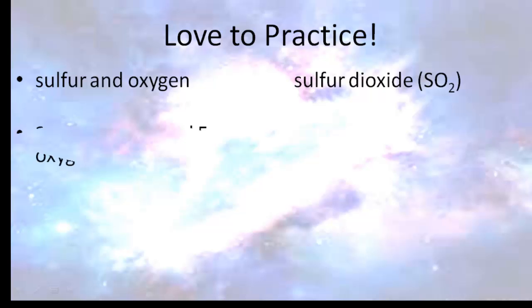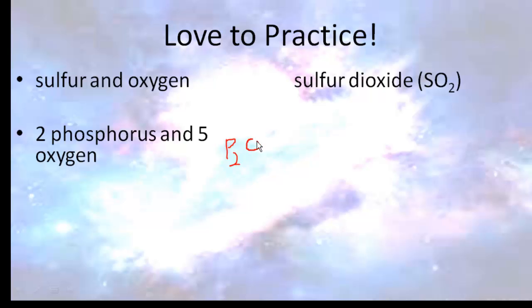Let's try another one. In this case, I said 2 atoms of phosphorus and 5 atoms of oxygen. So what would the name be in this case? Let's go ahead and draw that right there. So phosphorus, you have 2 atoms, and this is how you draw. There's 2 atoms of phosphorus, and then you have oxygen, and then you have 5 of it. What would that name be? Diphosphorus pentoxide.